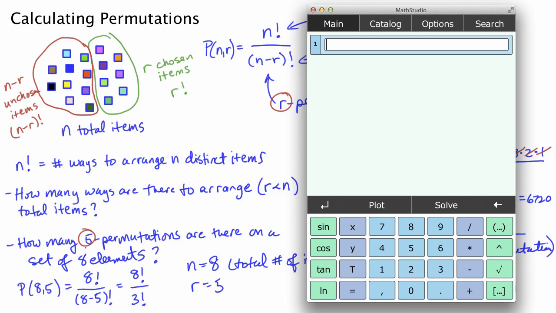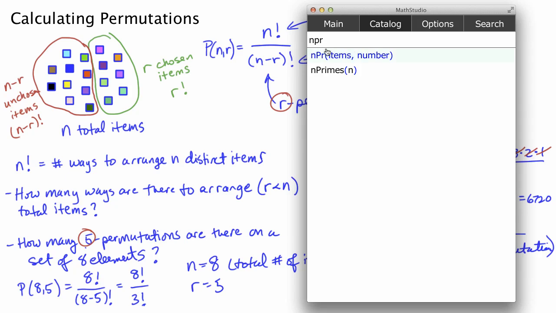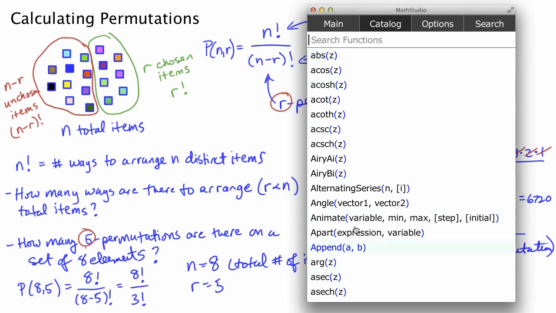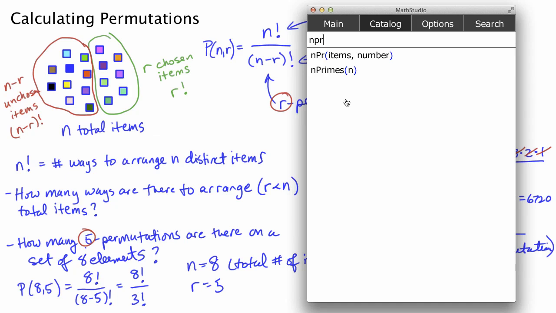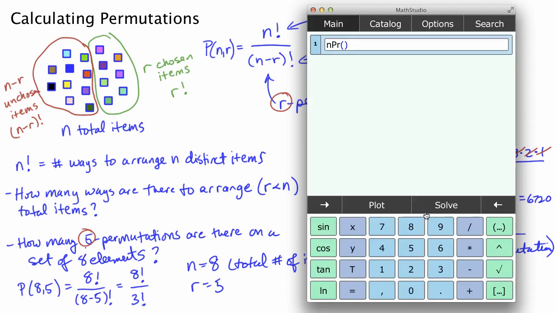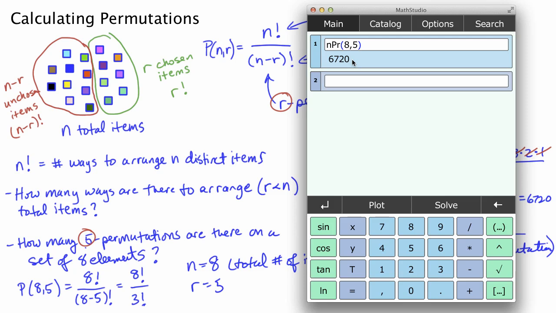If you go to your catalog, it'll give you a lot of things to search for, but if you search for NPR, so the catalog has all the functions that are in the calculator. If you search for NPR, this brings up the NPR, which is items number. You see how to enter it in there. So for this particular example, it would be NPR 8, comma, the comma's down here in the bottom, 5. In that example, it gives us 6,720, just like doing it by hand.